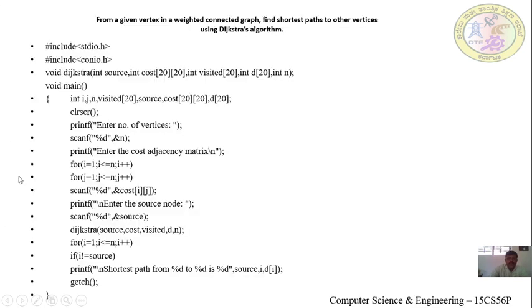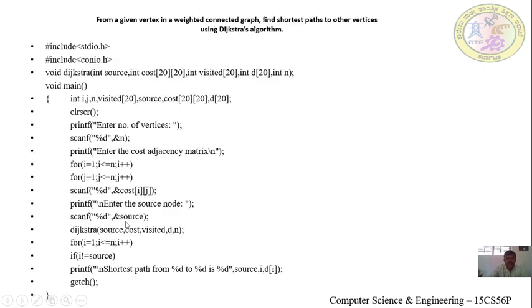Let us come to the program part. This is the Dijkstra function. We are going to pass the parameters source, the adjacency matrix, visited, distance, and the number of vertices. Here we need to enter the number of vertices, then the adjacency matrix and the cost of that; read the cost, and enter the source node.